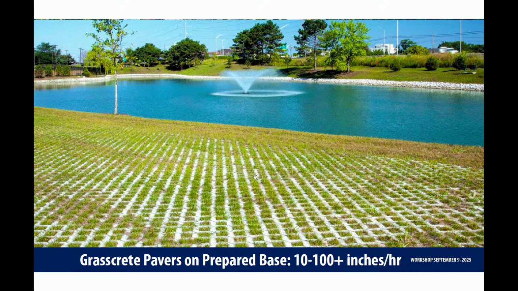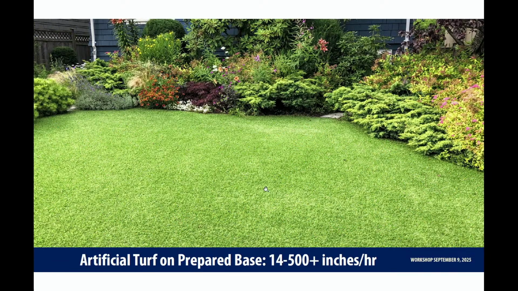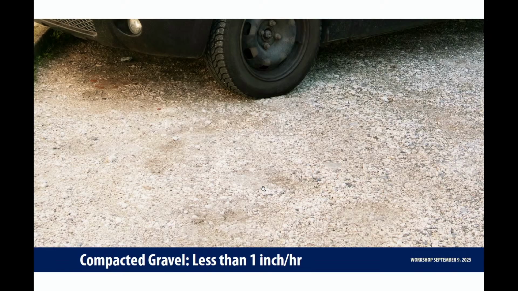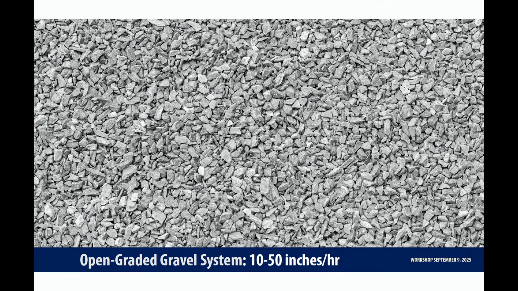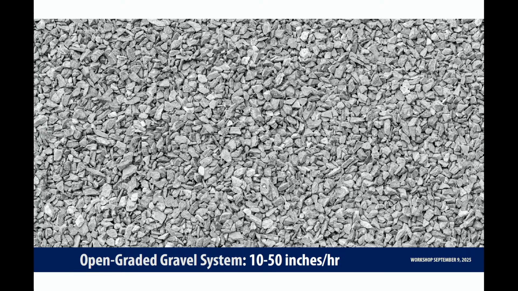Grasscrete pavers also. Artificial turf on compacted fill is completely impervious, but if you install it on that system, you can get 14 to 500, the manufacturers say 500 plus per hour. Compacted gravel is less than 1 inch per hour, but if you use an open graded gravel system where the fines have been separated from that gravel, you can get 10 to 50 inches per hour. That's just a run through of the materials.